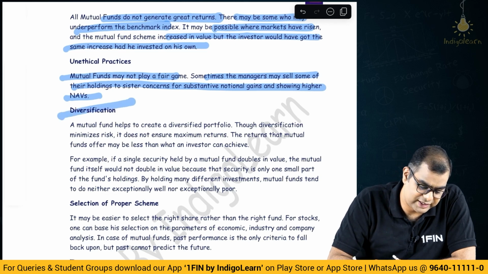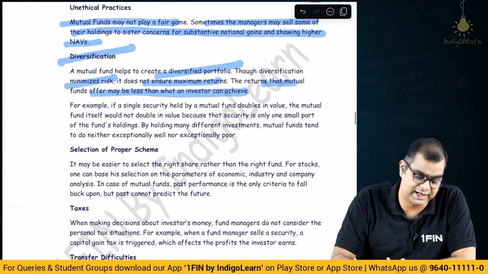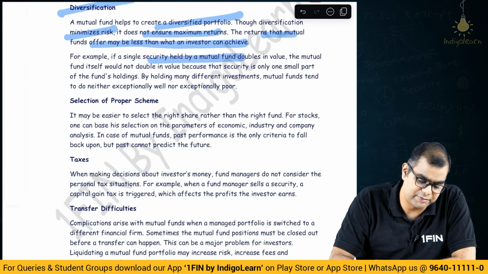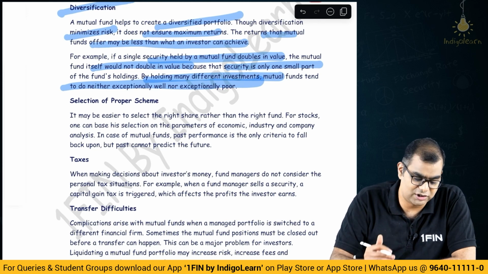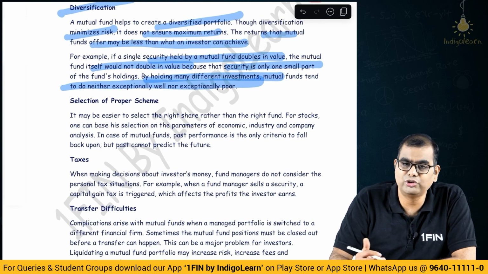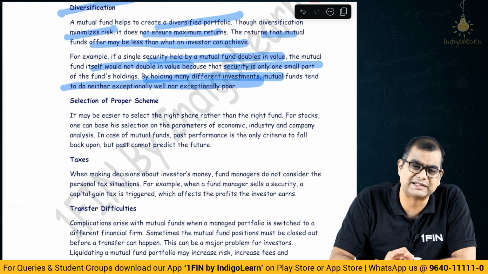Diversification. A mutual fund helps to create a diversified portfolio. However, though diversification minimizes risk, it does not maximize return. The returns that a mutual fund offers may be less than what an investor can achieve. For example, if a single security held by the mutual fund doubles in value, the mutual fund itself would not double in value because that security is only a small part. By holding different investments, a mutual fund tends to do neither exceptionally well nor exceptionally poorly. Because you have diversified so much, you don't do either very well or very badly. So you don't take decisions of doubling down the investment and so on. So, you do reasonably okay.